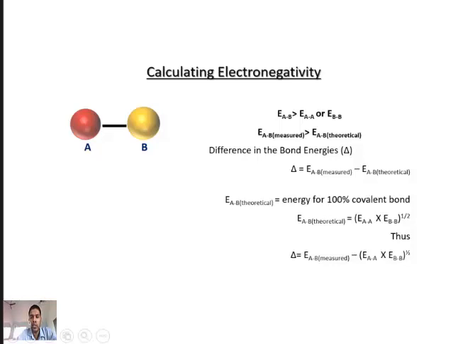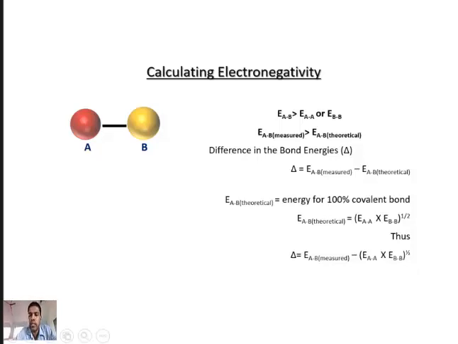Here the difference in bond energy of the AB bond, that is the observed or experimentally measured bond energy of the AB bond, and the theoretical bond energy of the AB bond is considered. Consider an atom A and atom B which form a perfectly covalent bond. This can only form when the power of the atoms to attract the electron is the same. Then the difference between the bond energy measured from experiment and the theoretical bond energy should be 0. That is, delta should be 0.